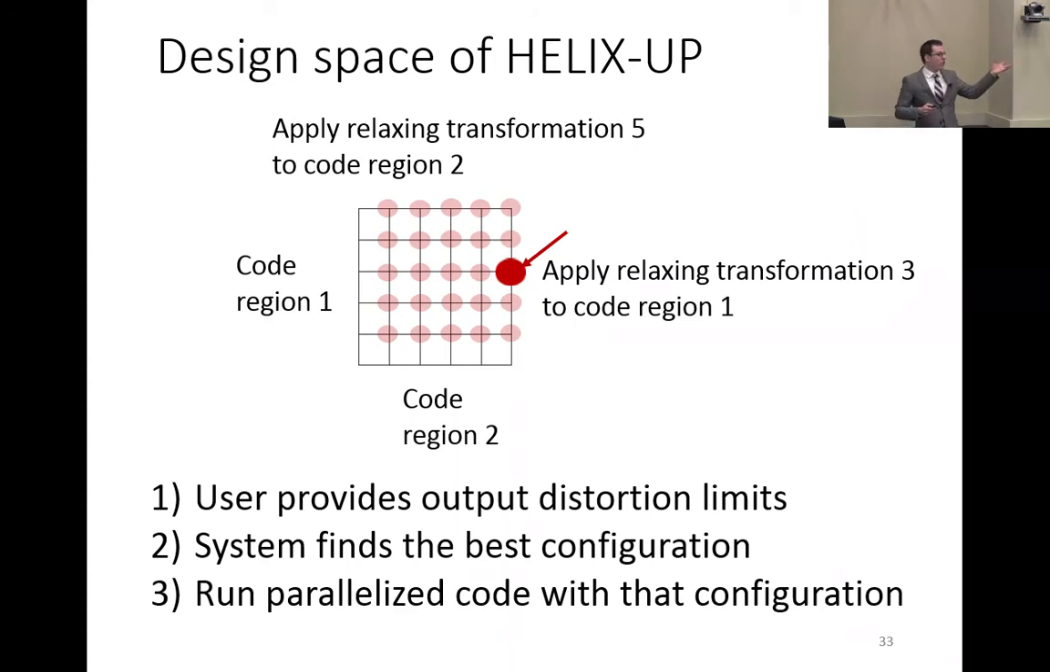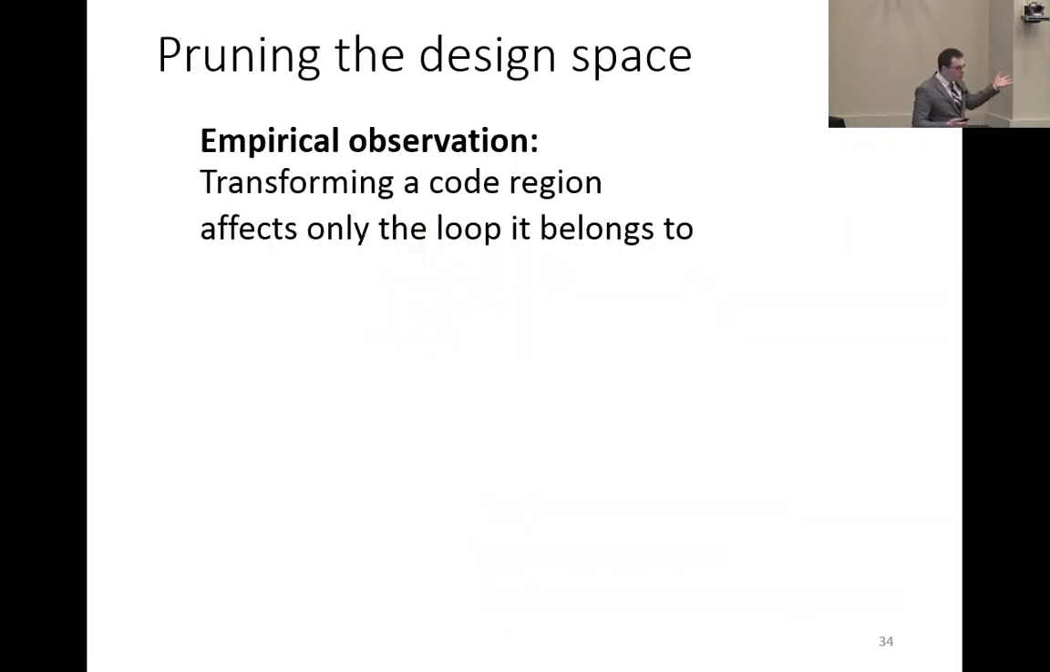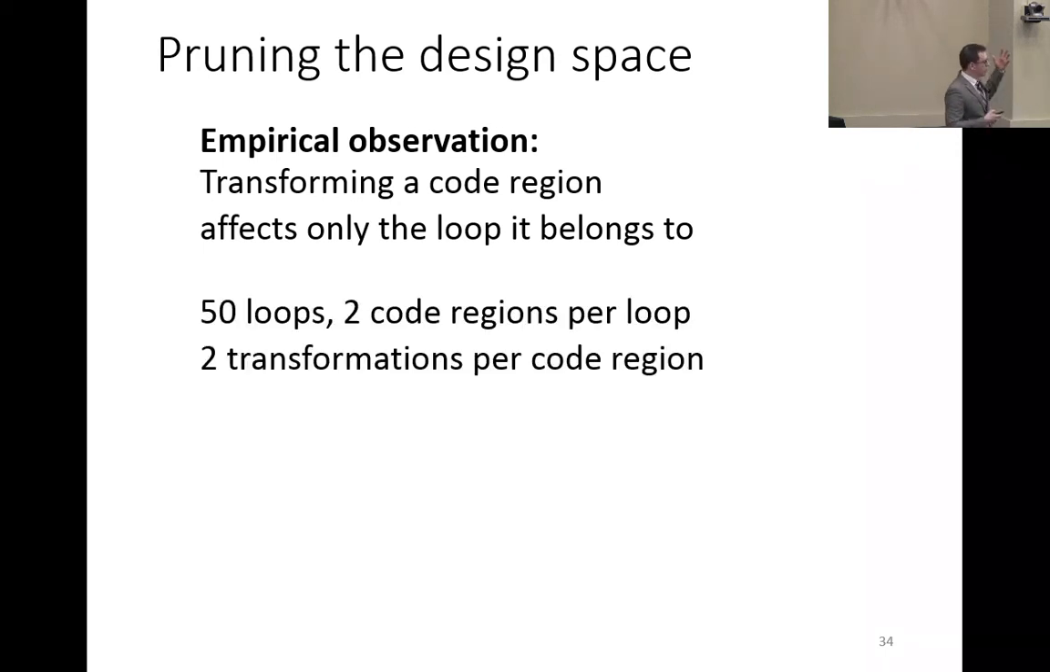So here one problem is that this design space explodes, right? It's exponential with the number of code regions. And we are talking about thousands of sequential segments, so thousands of code regions. So how can we deal with that? We're talking about exploring a thousand-dimensional space here. So I propose to prune this space aggressively, exponentially, by following an empirical observation I found: if you transform a given code region with a relaxing transformation, the performance impact of this transformation is limited within the loop that you apply it to. By doing that, you exponentially cut down this design space.